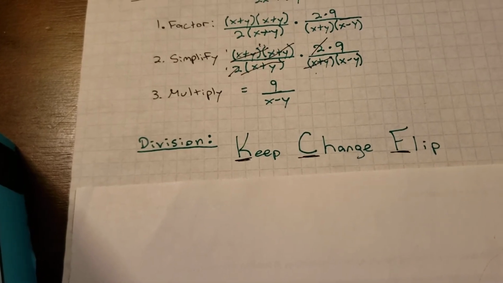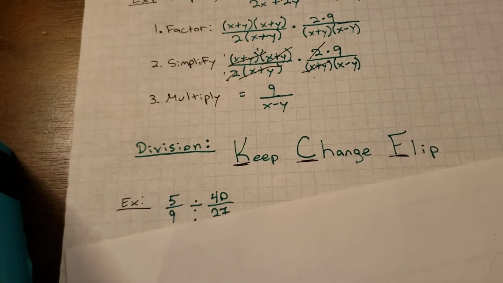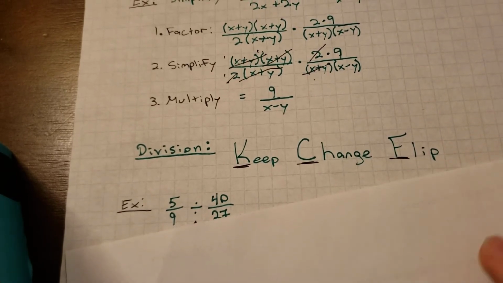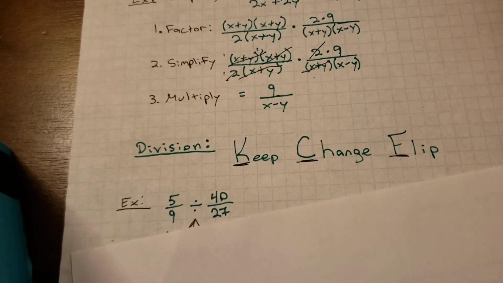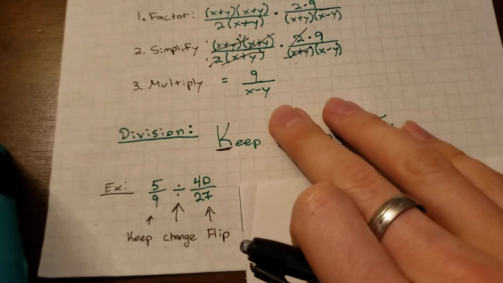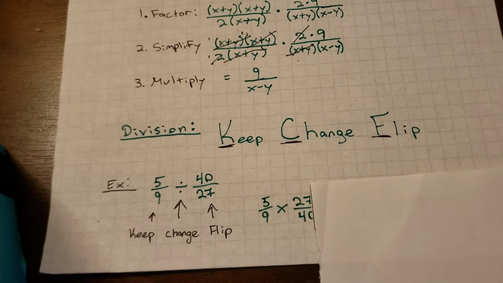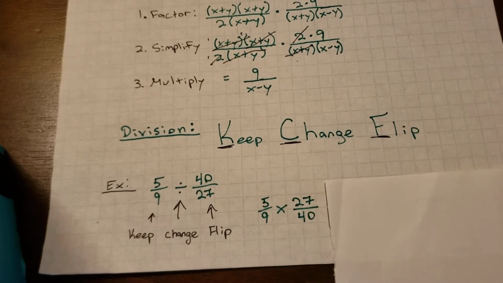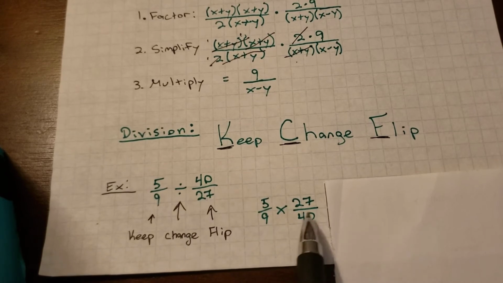My first example here is a numerical one. So 5/9 divided by 40/27. Again, we keep, change, and flip. So I'm going to keep 5/9. I'm going to change my division to multiplication and flip, or multiply by the reciprocal, right? I'm going to flip this fraction into that guy.